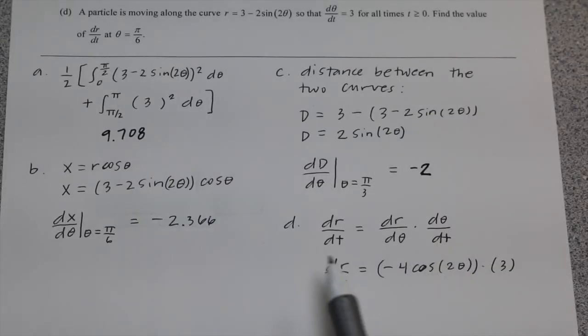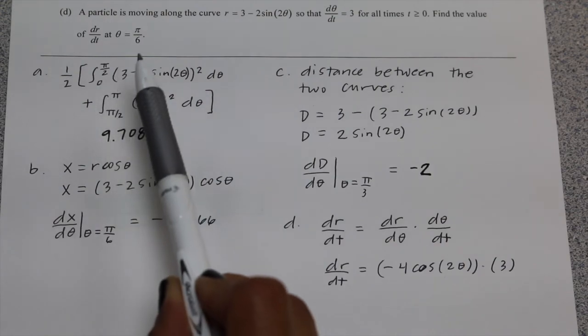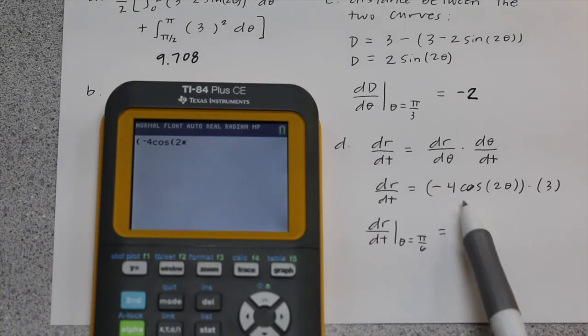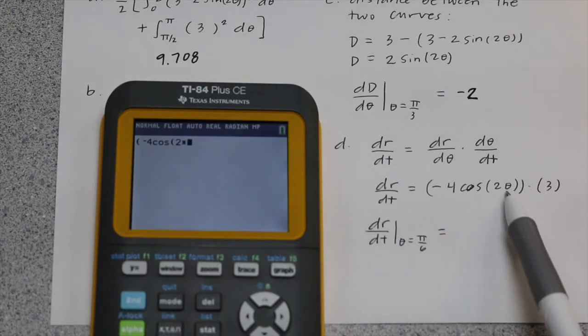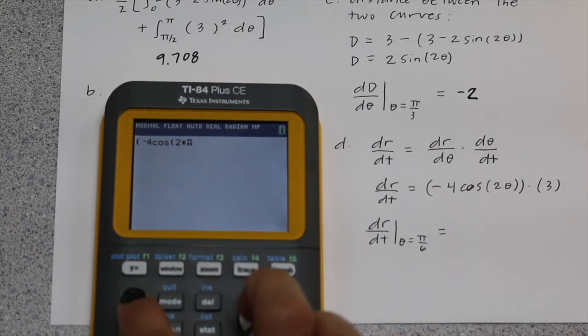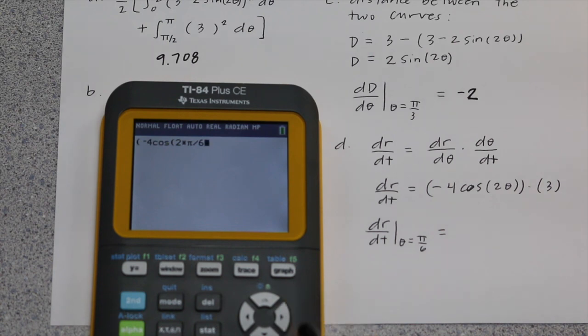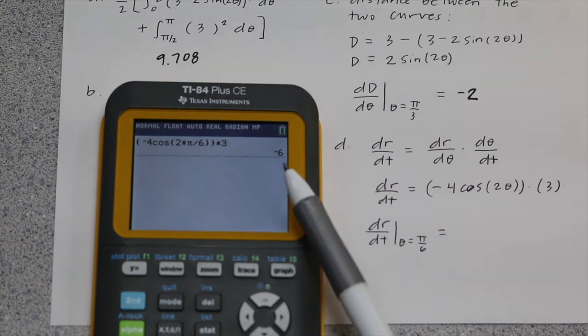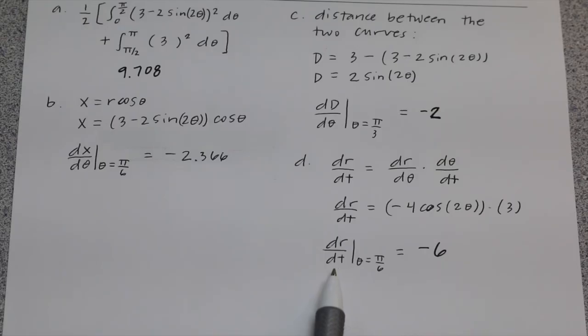And finally, we want to find dr dt when theta equals pi over 6. So we're taking this expression and we're plugging in pi over 6 for theta. So I have negative 4 cosine of 2 times pi over 6, and then we times this by 3. So we end up getting negative 6. All right, so dr dt when theta equals pi over 6 is negative 6.